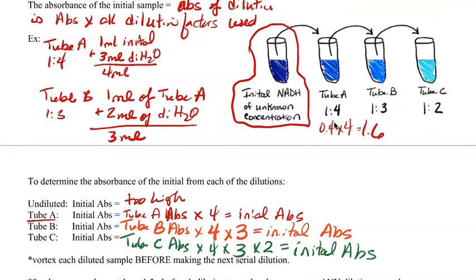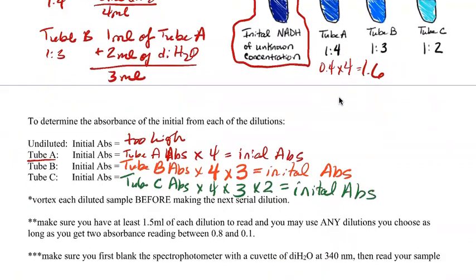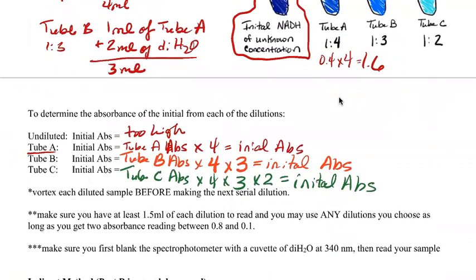So be careful and make sure of a few things when you do this. Before you make each sequential serial dilution, vortex your tube that has all your solutions in it. And make sure that you have at least 1.5 mils of each dilution when everything's all said and done, because that's the minimum volume that you need in order to read inside of that cuvette. So you can use any dilution. You do not have to do this 1:4, 1:3, 1:2. This might not work. It probably won't.